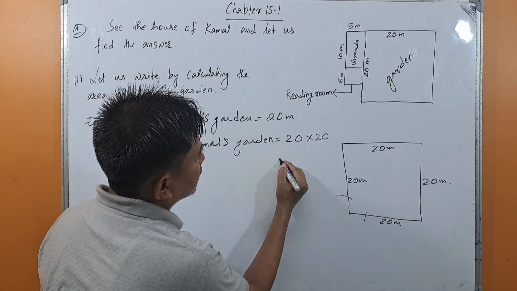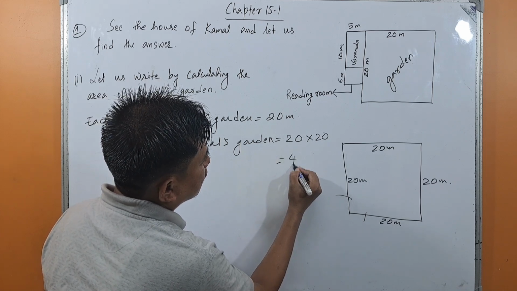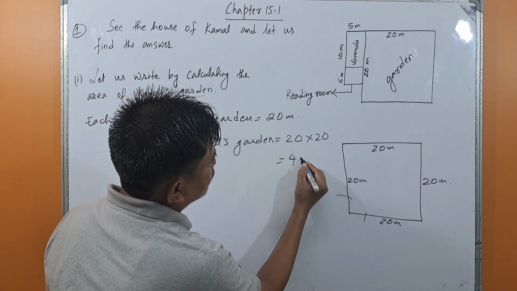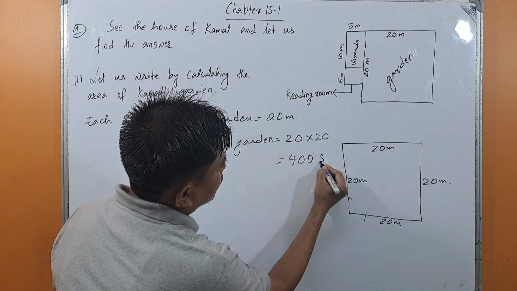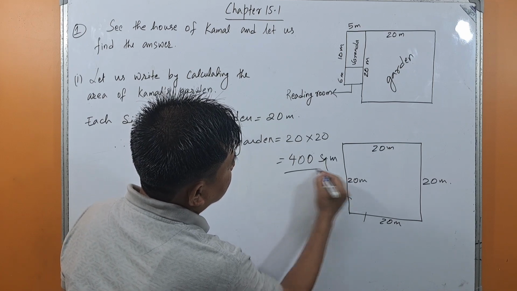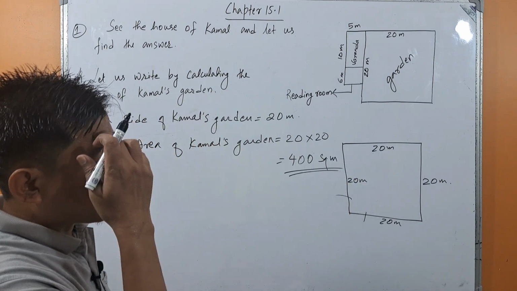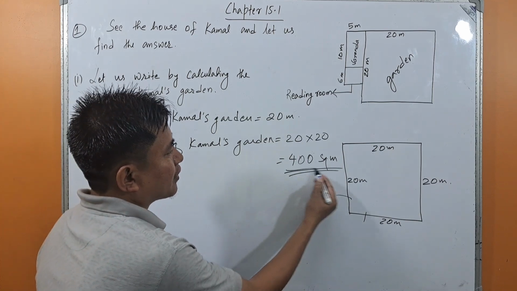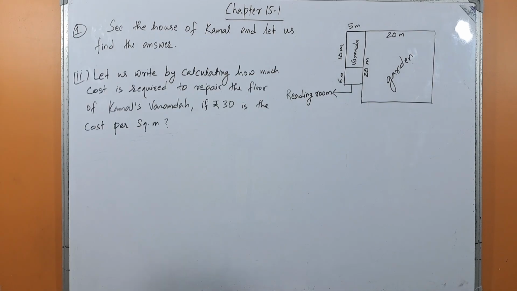20 into 20. 2 2s are 4, 2 zeros, isn't it? So we put 2 zeros here. Square meter. Okay, unit of area is square meter or meter square. So this is the area of Kamal's garden. Question number 2 of 1.